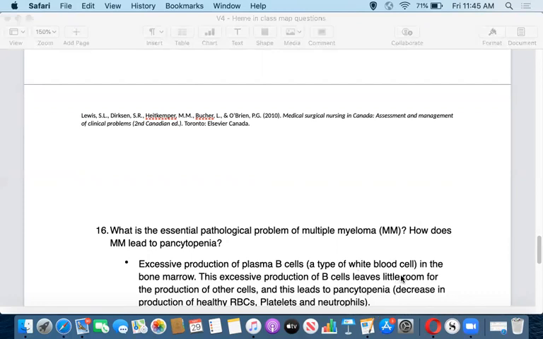So you're seeing similar themes, and if you remember when we first started this unit, this one falls under the theme of there's too many of something being produced, but then too many of these B cells being produced in multiple myeloma ends up causing too little of other cells being produced, RBCs, platelets, and neutrophils.